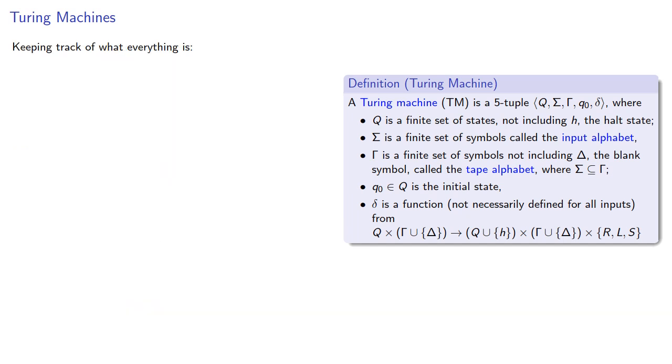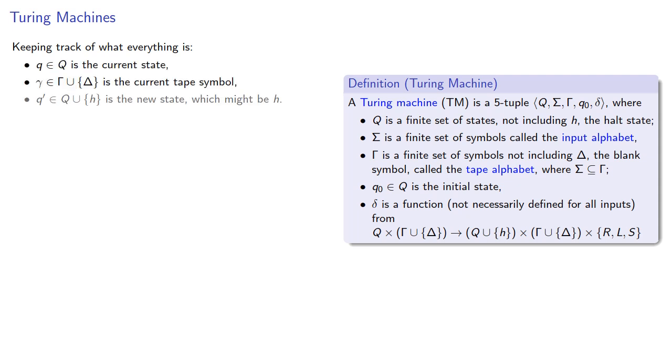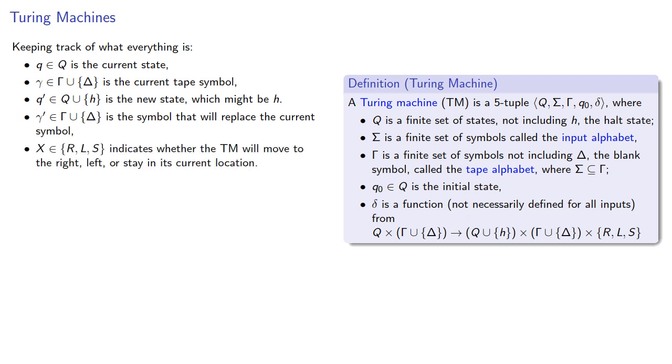So keeping track of what everything is, Q is the current state, gamma is the current tape symbol, Q prime is a new state, which might be the halt state, gamma prime is a symbol that will replace the current symbol, and X is going to be whether the Turing machine moves to the right, left, or stays in its current location.